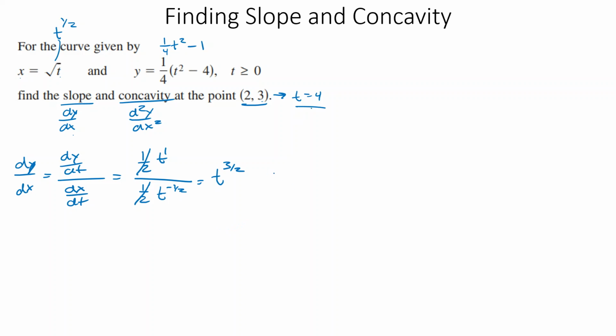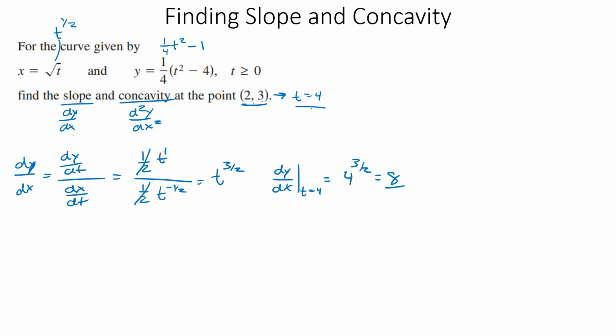So when we plug in 4 there, we get that dy/dx when t equals 4 is equal to 4 to the 3/2. So that'd be the square root of 4 cubed. Square root of 4 is 2. 2 cubed is 8. So our slope at that point is 8.